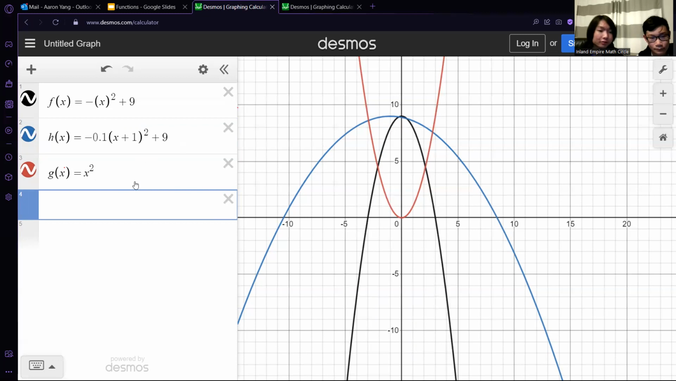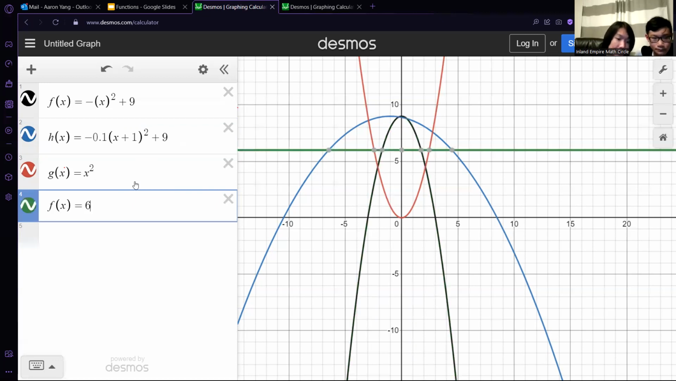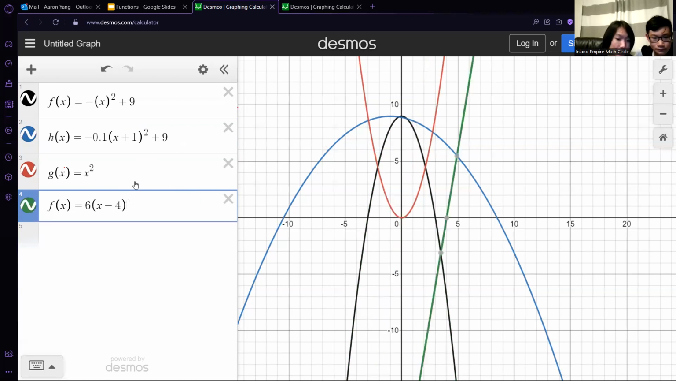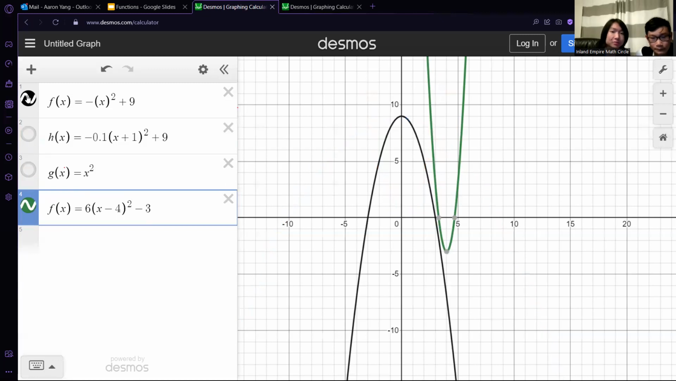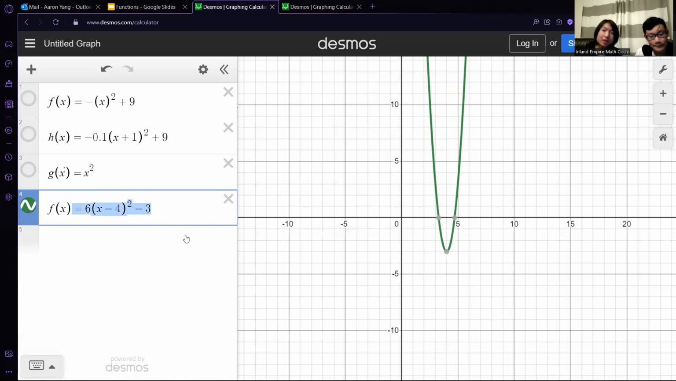Let's see, I'll write a new function here. Let's name it f of x again. So let's say I do 6(x minus 4) squared minus 3. Just by looking at this new function here, let's hide all the other ones for now. Let's not make Desmos too messy. Just looking at this green function here, just looking at this number, what can we tell from this based off what we already learned earlier?